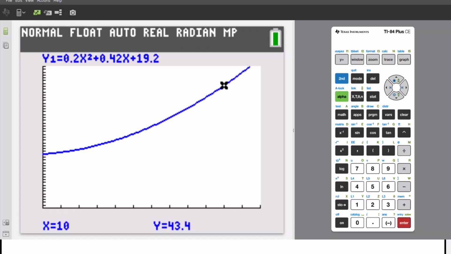So use these points to plot a sketch of the parabola. Again, the numbers I'm going to be using are 0, which gives me 19.2, 5, which gives me 26.3, and then 10, which gives me approximately 43.4. I'll transfer them to the paper and then connect the dots to get the graph of the parabola.